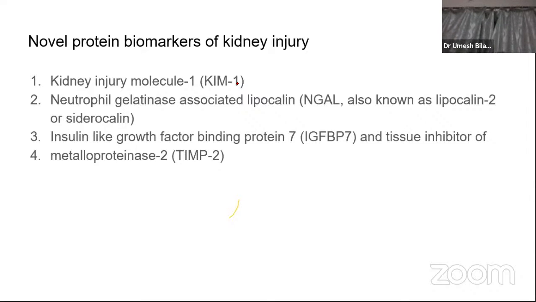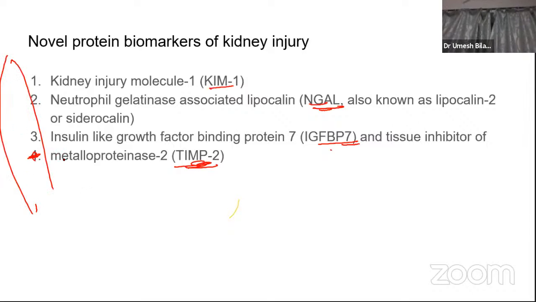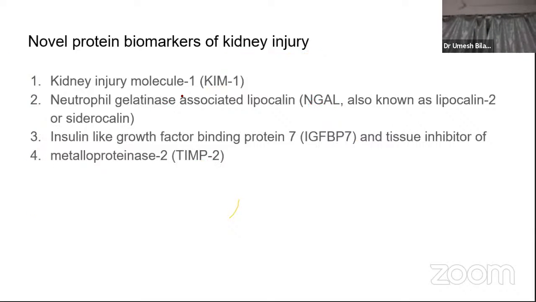Then there are some novel proteins. A lot of MCQs are being asked on these novel proteins. You should know them. These are the novel protein biomarkers to assess the amount of kidney injury. Kidney injury molecule, KIM-1. Then the other one is NGAL. These two are more commonly used, and this one is approved in the USA. Then TIMP2, the tissue inhibitor of metalloproteinase 2, and IGFBP7, an insulin-like growth factor binding protein. These can be assessed to study the amount of kidney injury. They can ask which of the following is not a biomarker of kidney injury. A question like that can come. Just know these things. I'll discuss them one by one in the next slide.